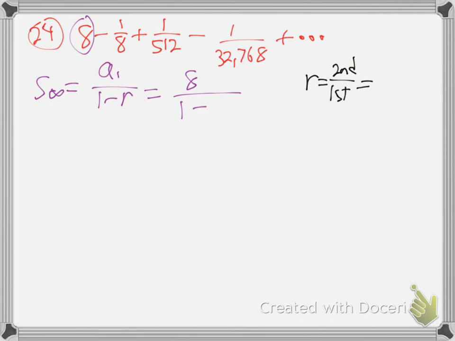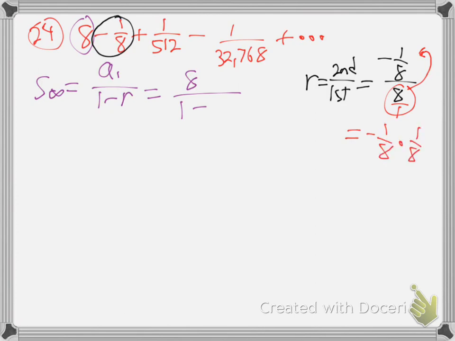What's the second term? Negative 1/8, over the first term, which is 8. So second term over first term. How do we simplify that? Remember when we have fractions over fractions? Make the denominator 8 over 1, grab it, and flip it upside down. So it'd be negative 1/8 times 1/8, negative 1/64. So we got our r? Our r is negative 1/64.